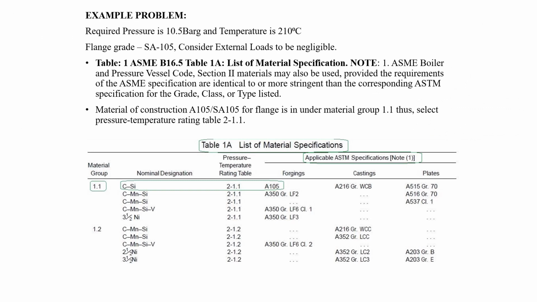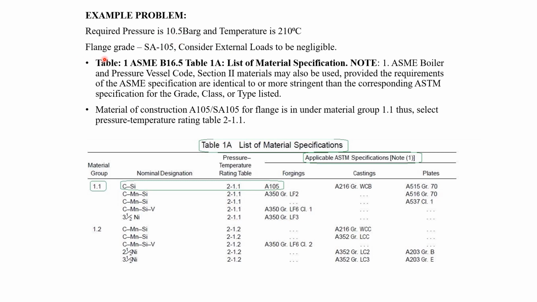Let's take an example. So here I have taken an example. The required pressure is 10.5 bar G and temperature is 220 degrees centigrade. Okay, and the flange grade is SA105. Consider external load to be negligible. So we have considered external load to be negligible. In that case, Pi is equal to Pt is equal to 10.5 bar.